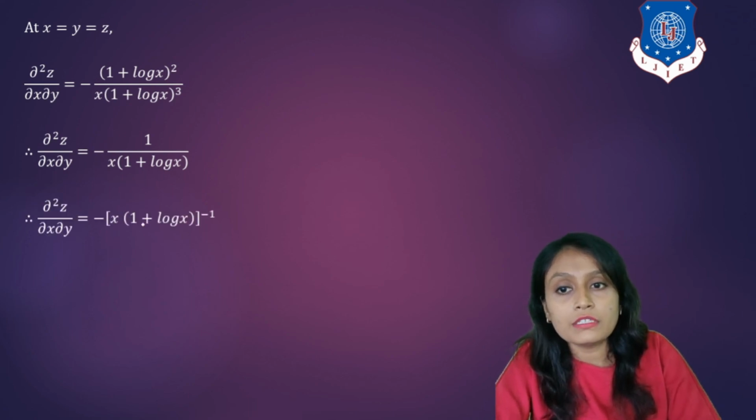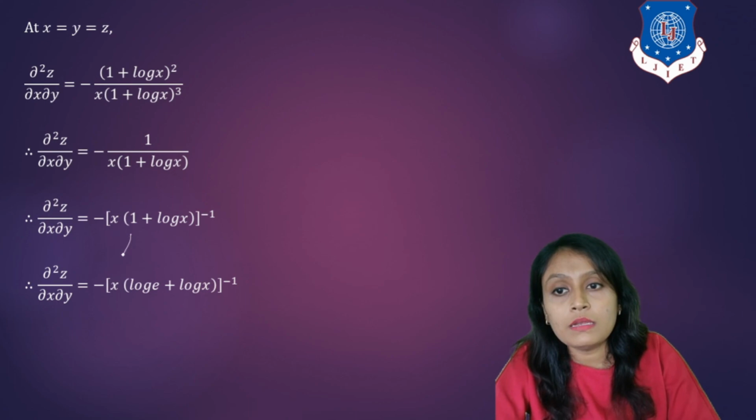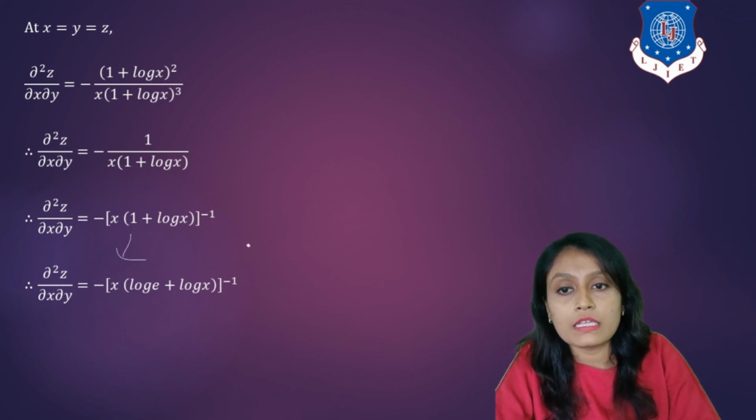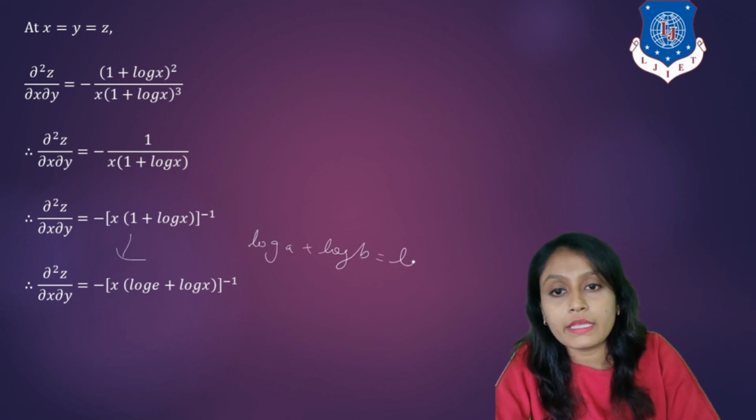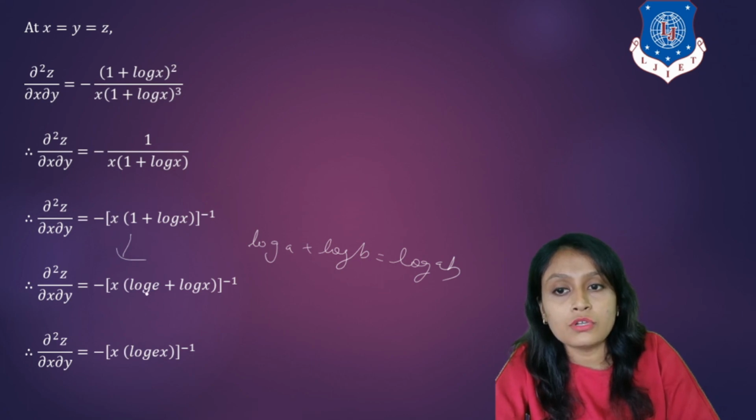To simplify it further, we will write this minus as it is and this denominator term as whole raised to minus 1. Okay, further in place of 1 we will write log e. So we know log e base e is 1. So in place of 1, just write down this term. Now we have to apply this formula, that is log a plus log b is what? Log ab. So apply this formula. So here you will get del square z by del x del y as minus [x into log ex] whole raised to minus 1, which is the required solution.